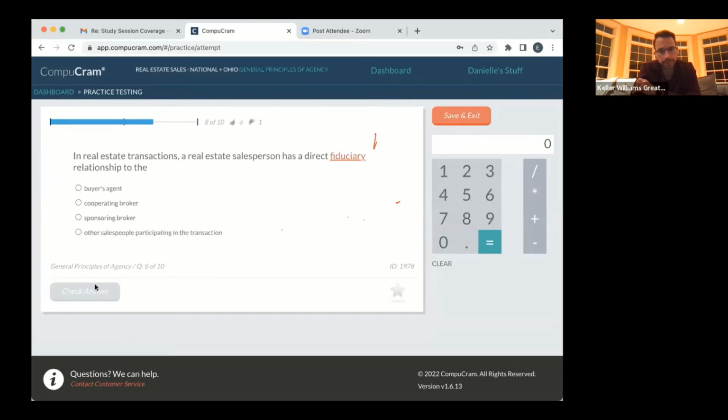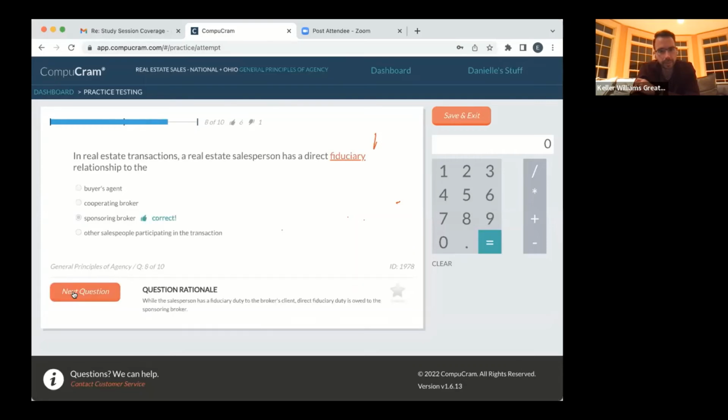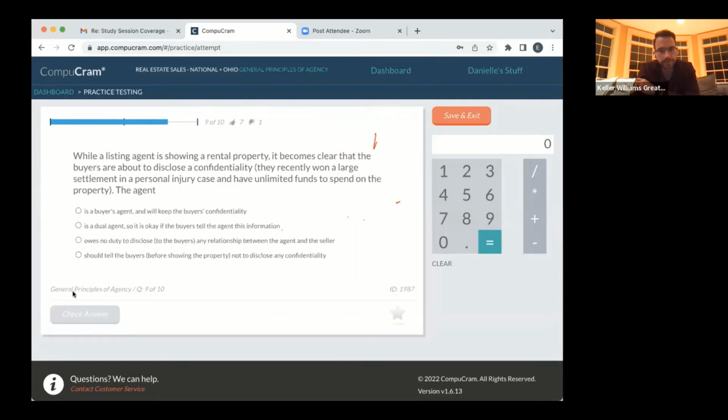C is correct. In real estate transactions, a real estate salesperson has a direct fiduciary relationship to the A, buyer's agent, B, cooperating broker, C, sponsoring broker, or D, other salespeople participating in the transaction. That is correct. You guys are doing great. Keep the answers coming in.